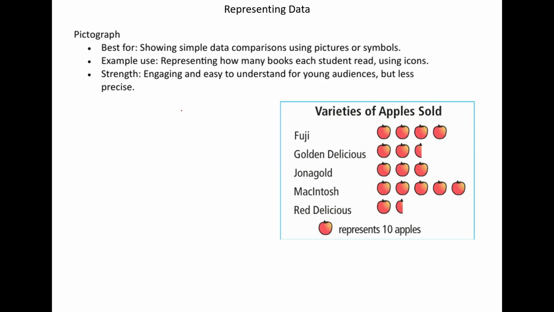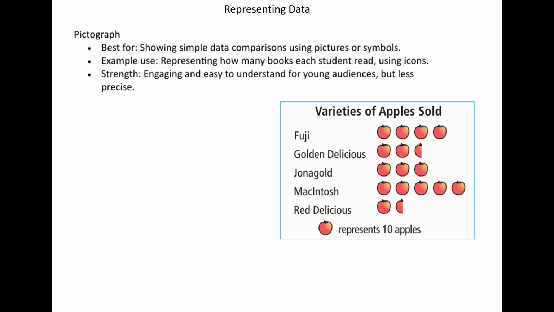Now for a pictograph, this is representing data with pictures. Here I have a scale where the picture of one apple represents 10 apples, right? So instead of drawing 10 apples, let's say for Fuji apples, I'm drawing 4 apples, but each one represents 10. That means I sold 40 apples instead of selling 4 apples.